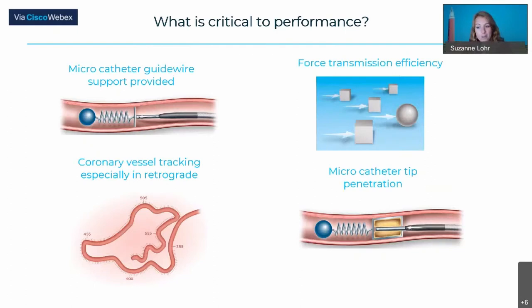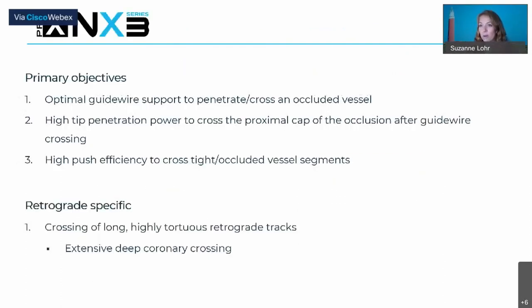Another thing, in order to reach the lesion, the microcatheter should be able to track coronary vessels, and that is not a problem in the first place usually for any kind of device. But in a retrograde approach and for very tortuous tracking, it is very important that the device can follow tortuous vessels. One other thing is that once the guide wire has crossed lesions, the microcatheter should have high tip penetration forces in order to cross lesions as well. So let's go into the objectives of the NX3 series of the Enhancer Pro X.